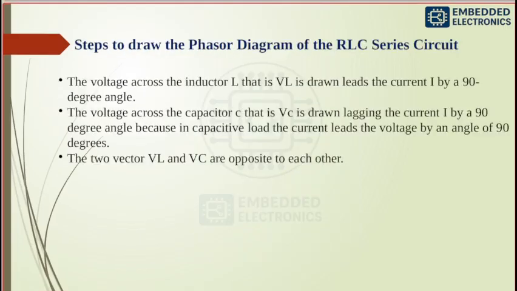So VL and VC are opposite to each other. In an RLC circuit, VL and VC are opposite to each other, and VC lags the current I by 90 degrees, because in a capacitive load the current leads the voltage by 90 degrees. Here, the voltage across inductor L, VL, leads the current by 90 degrees.